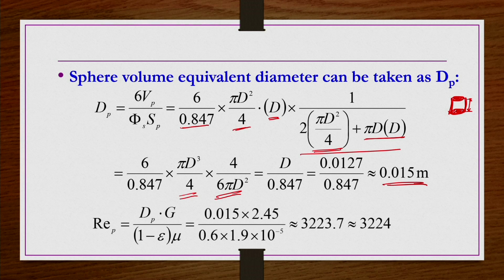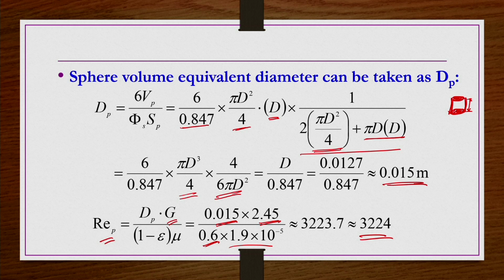Okay. Now using this dp, if you find the Reynolds number, dp G by (1 minus epsilon) mu, because G is given, rho is given, but V naught bar is not given. So rho into V naught bar is nothing but G, the mass velocity, which is given as 2.45, that you can use here. dp you just found as 0.015 meters. 0.4 is the void fraction, so 1 minus epsilon is 0.6, and then 1.9 into 10 power minus 5 Pascal second is the viscosity. So the Reynolds number is coming approximately 3224.